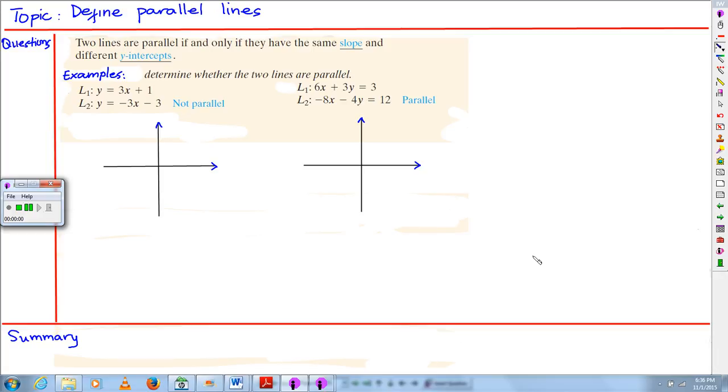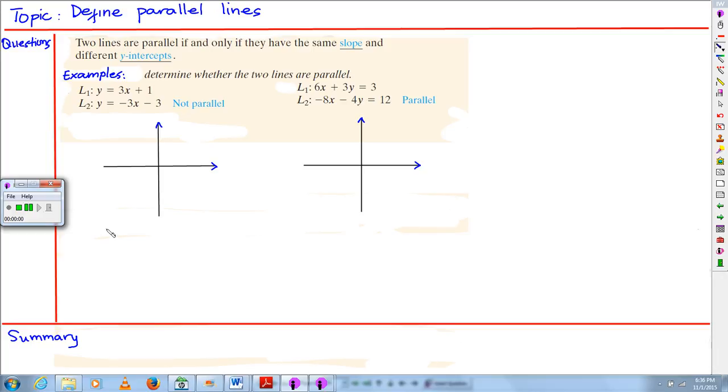In this video, we are going to define parallel lines. Two lines are parallel if and only if they have the same slope and different y-intercept. So let's determine if these two given lines, line 1 and line 2, are parallel.